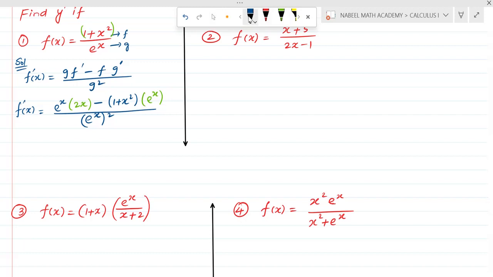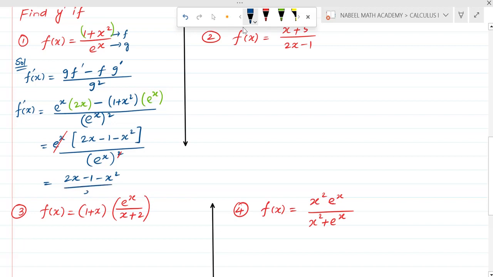I am taking e power x as a common factor. What are the remaining terms? 2x minus, this is minus, so you have to multiply for both, x square. e power x is outside, over e power x squared. Now this one gets cancelled. After taking common, only then can you cancel. You cannot cancel this part before. So once you take common, then you can cancel. Therefore, here 2x minus 1 minus x square over e power x. This is the simplified answer of f prime of x.